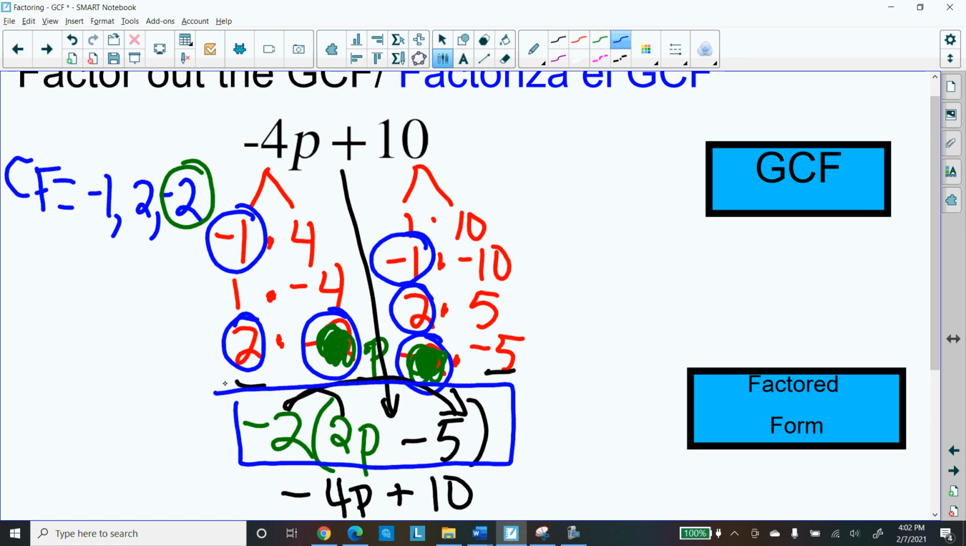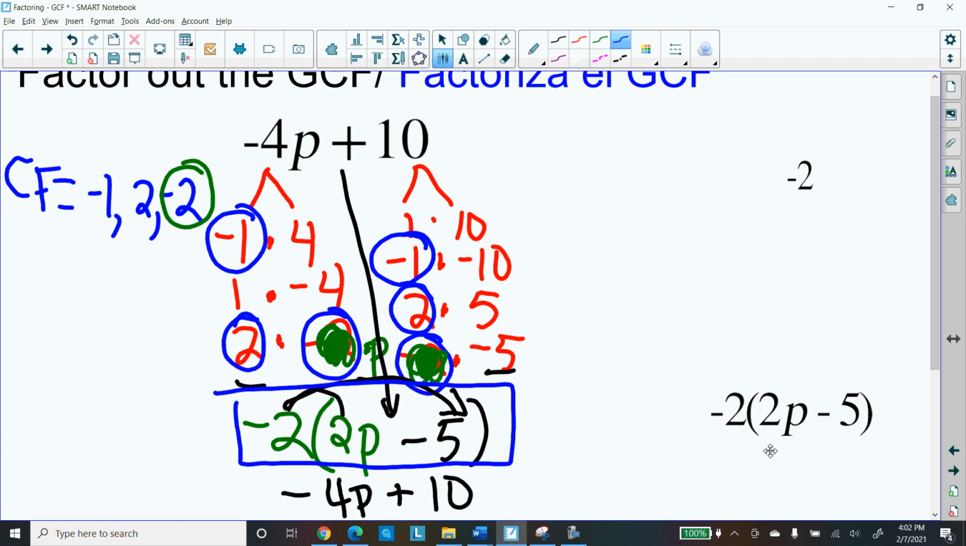That was a little difficult because you had a negative sign there. So our GCF was -2. Our factored form was -2 parenthesis p minus 5. All right, so that one was a little tough because we had a negative number, but hey, no problem. We just list all of our factors that will give us that and circle the ones that will give us that. Our greatest common factor will be the -2 in this case that they had in common.